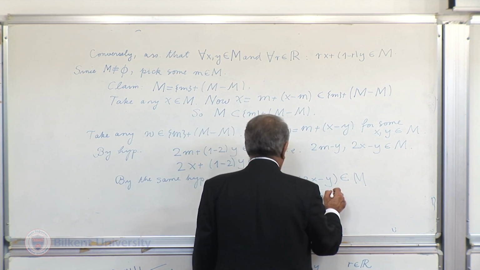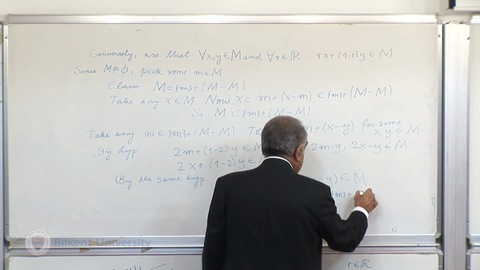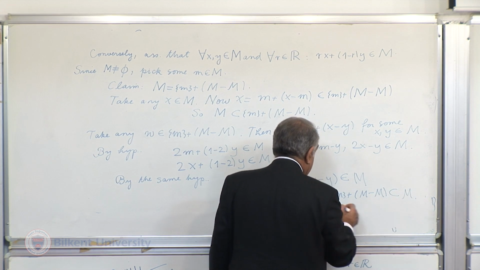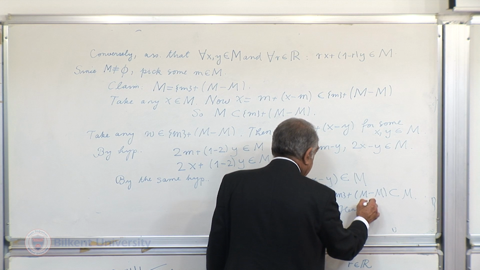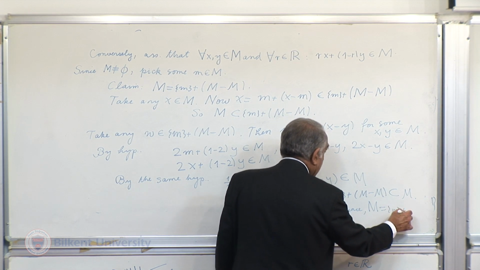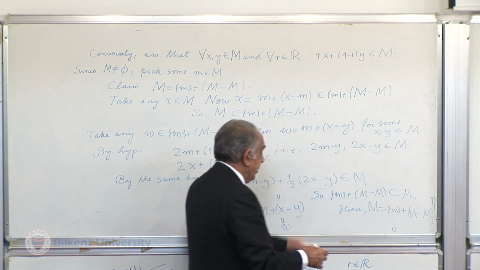So m plus M minus M is contained in M, hence M is equal to singleton m plus M minus M.